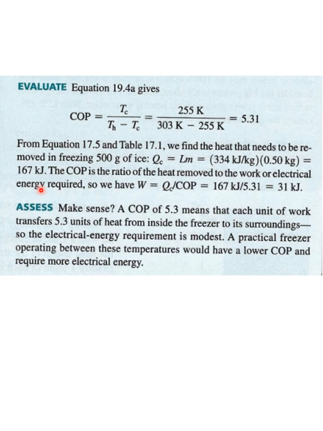It says the COP is the ratio of the heat removed to the work or electrical energy required. So we have work is Q sub C over COP. So Q sub C, 167 kilojoules divided by that coefficient of performance, 5.31, and we get 31 kilojoules.